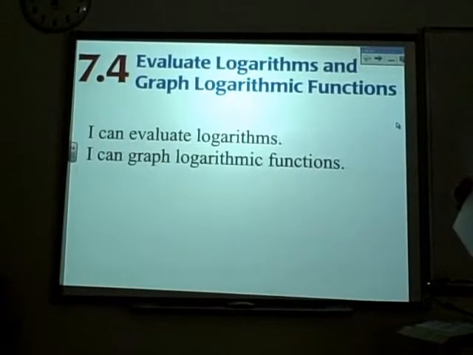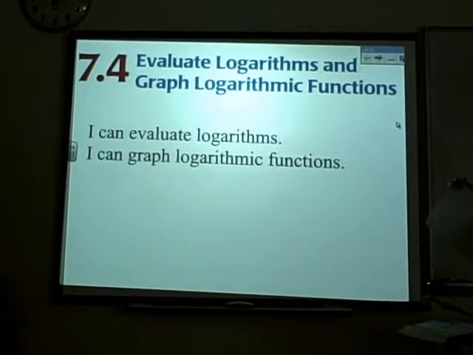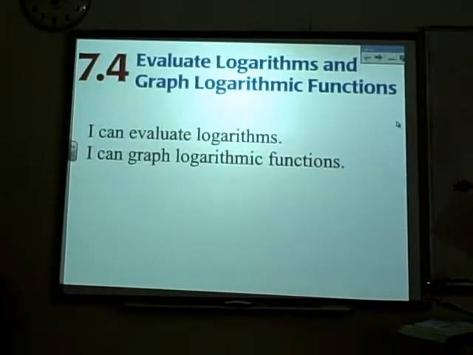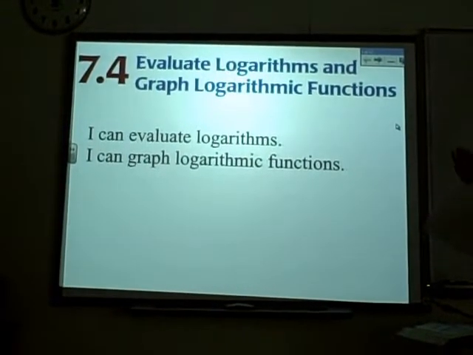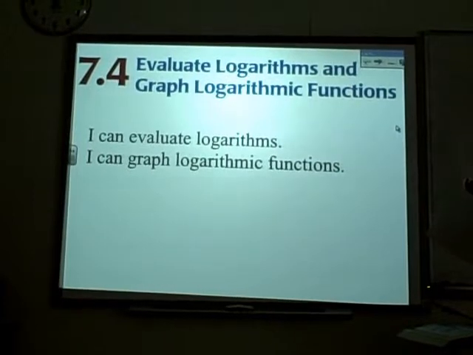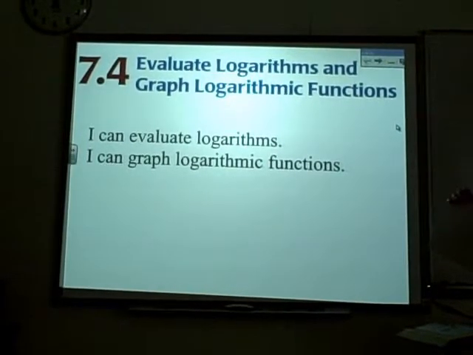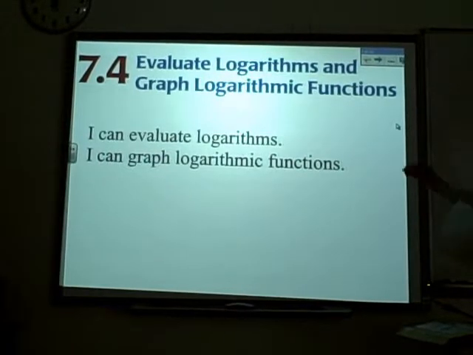Alright, so right now we're going to talk about lesson 7.4. We're going to introduce the idea of a logarithm and graph logarithmic functions. By the end of this lesson, you should be able to evaluate logarithms and graph a logarithmic function.